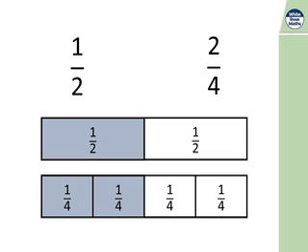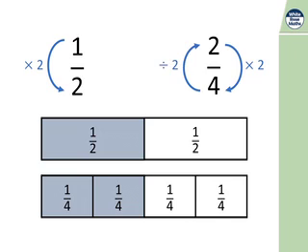Let's look at the relationships. I notice that the denominator is twice the size of the numerator. And it's the same for 2 quarters. If I double the numerator, I get the denominator. I can think of it the other way round as well. I notice that the numerator is half the size of the denominator, so I can divide the denominator by 2 to get the numerator.